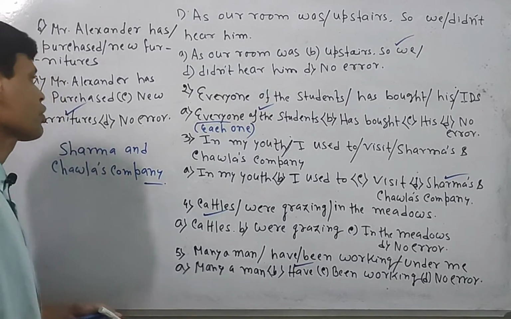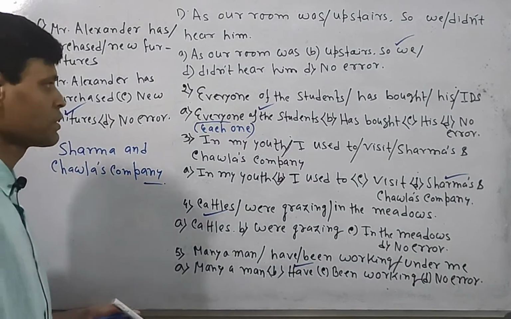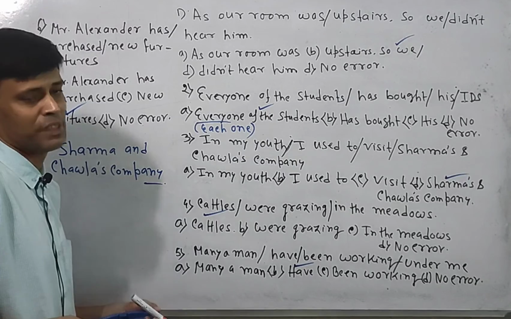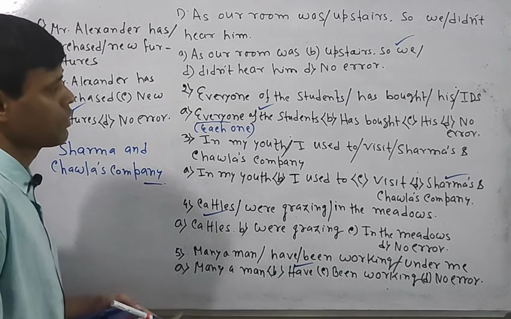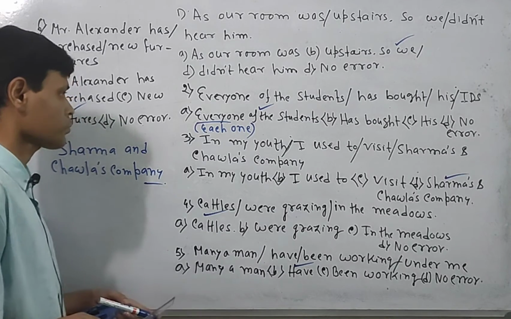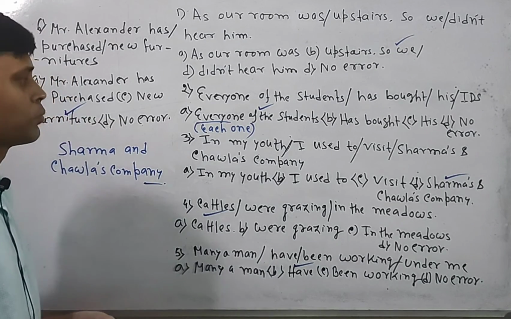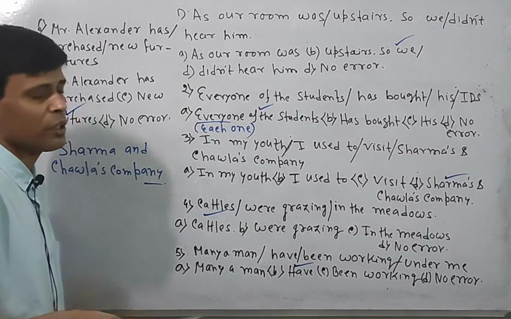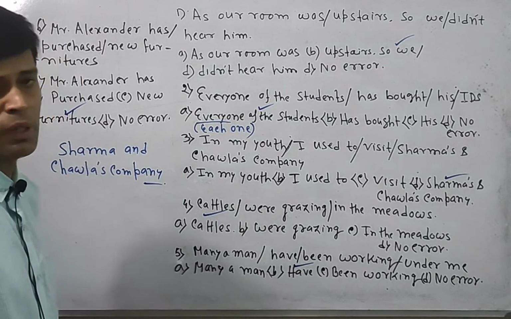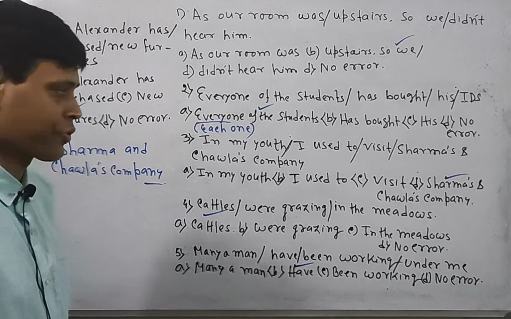In the second question, every one of the students has bought. The sentence is basically based on the present perfect tense, but it is always the custom that in such sentences everyone must be omitted. Instead of everyone, each one should be placed.